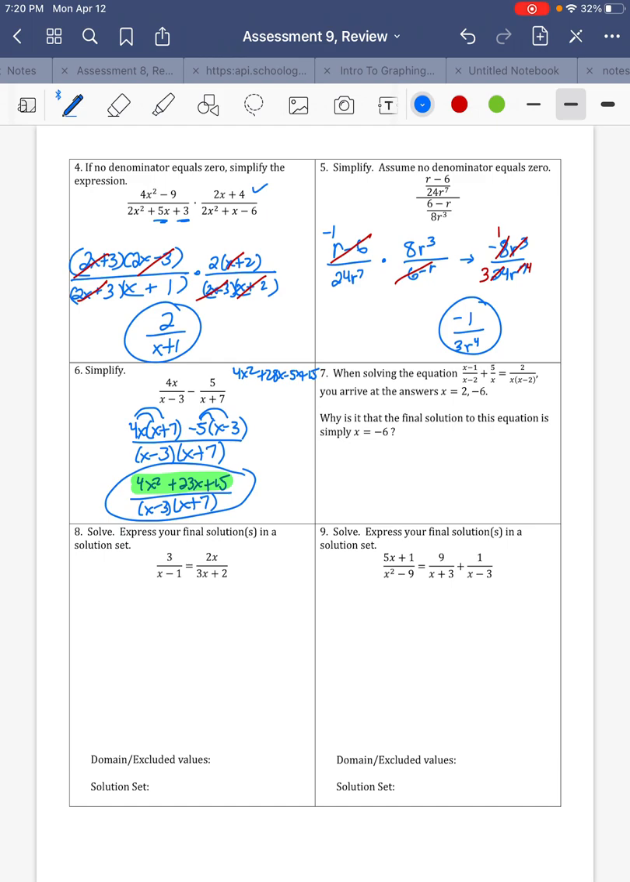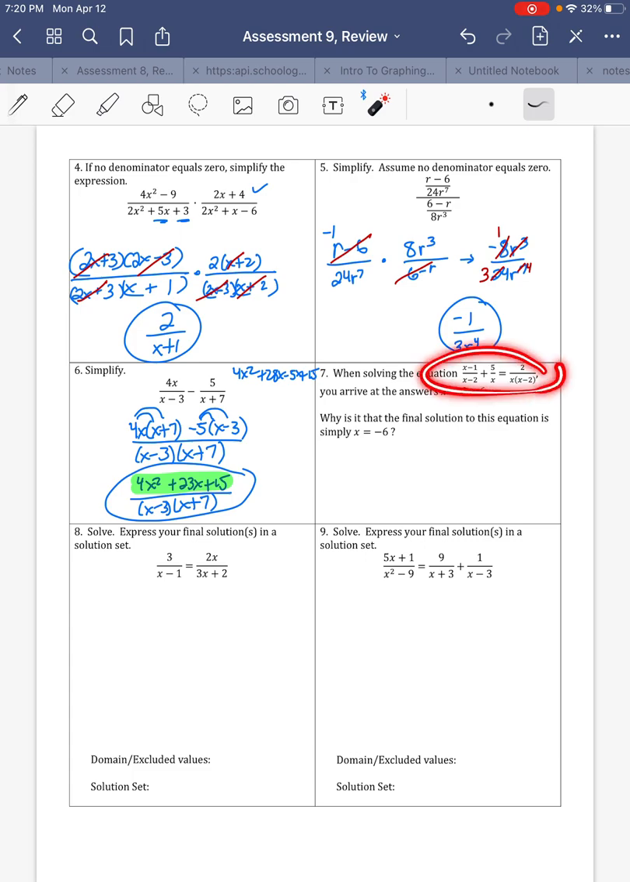All right, so number 7, when you solve this equation out, these are the answers that you end up getting: x equals 2 and x equals negative 6. But it turns out that you cannot accept both answers. The only answer that you're allowed to accept is negative 6.